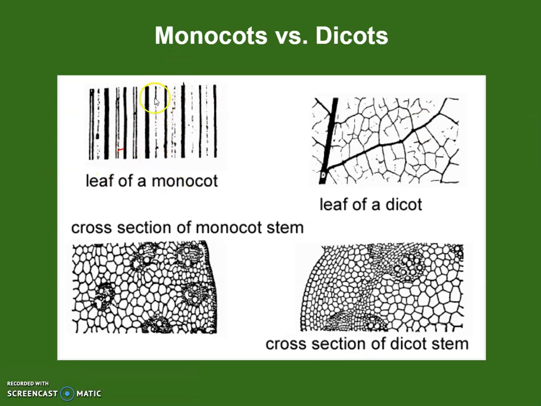So once again, parallel veins in monocots with the vascular tissue just random in the stem. And then the dicot has branching leaves, and then in the cross section they're going to be in a ring on the outer.